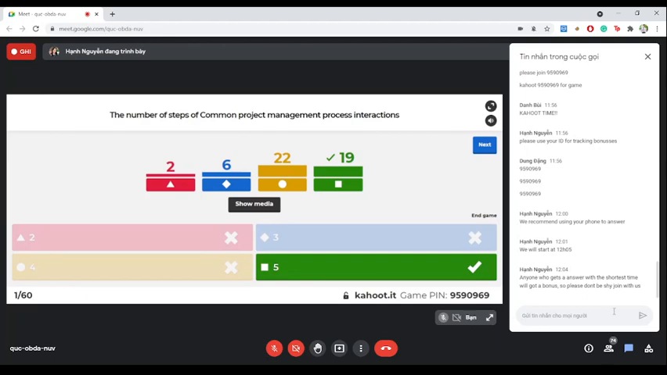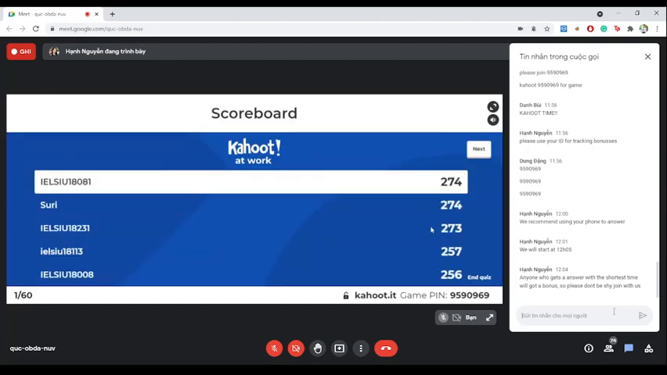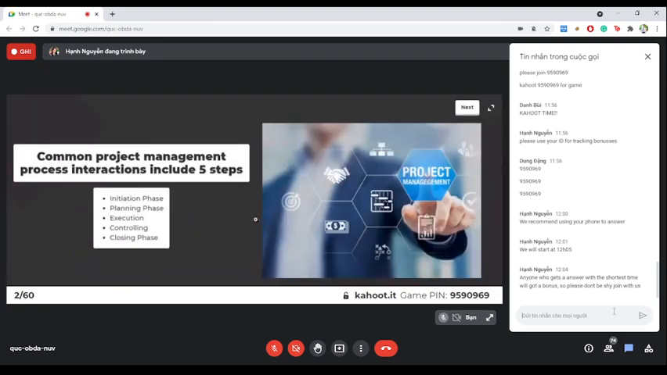Oh my God, 22 people chose 4. Let me make this clear. There will be 4 steps of the project life cycle, but the question is about the project management process. There will be 5, okay? This is quite an easy question, and I don't know why you make too many mistakes. So let's go next.